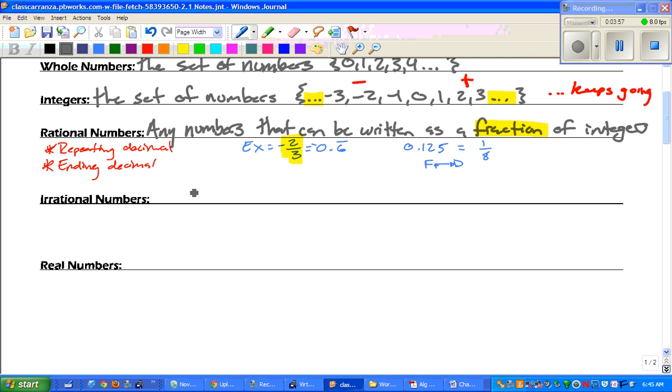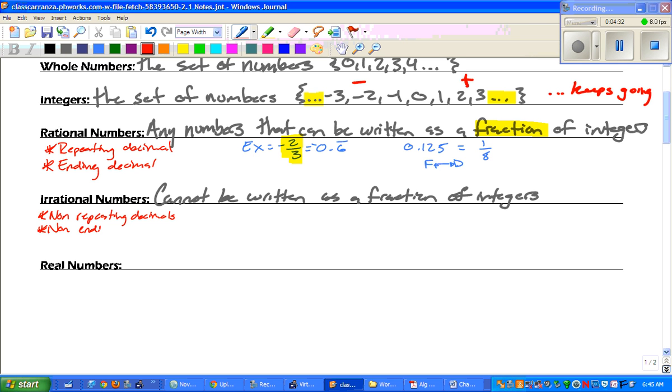All right. Irrational numbers. These numbers cannot be written as a fraction of integers, okay? So what that means is non-repeating decimals and non-ending decimals. I'll give you two examples of those too.